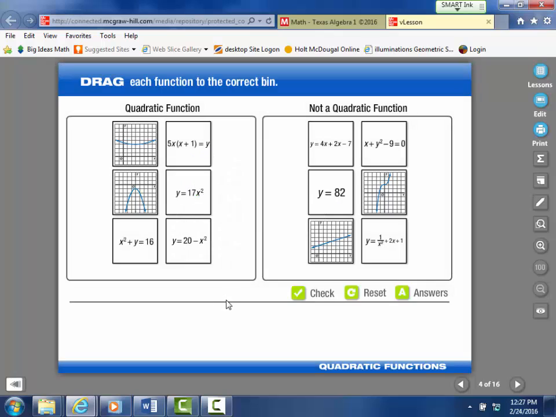Okay, so what you want to do right now is sketch these onto your page so that you have representations of what is a quadratic function and what is most assuredly not a quadratic function. You might want to pause the video here to give everybody time. Okay, so moving on.